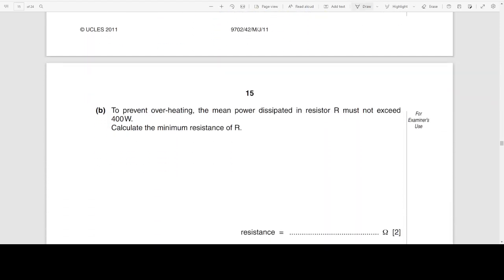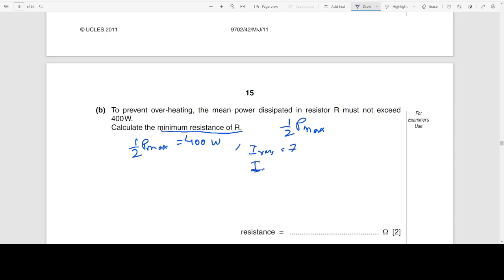To prevent overheating, the mean power dissipated. Mean power is just average power, which is half P max. The maximum half of the maximum power in R must not exceed 400 watts. So half of P max should be equal to 400 watt maximum. Calculate the minimum resistance of R. So we have the RMS value of current, which is 7. We also have the original value of current, the maximum value, which is 9.9. So we can use either of these. Depending on the usage, we'll change the formula. Let's say we are using I naught.